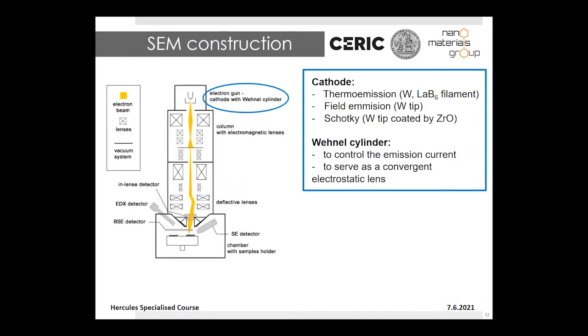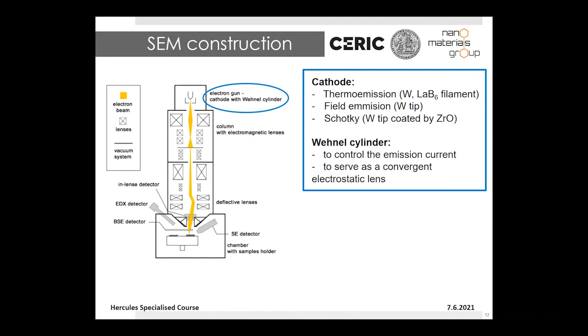So here about the second, scanning electron microscope construction. The main part is the electron gun. This electron gun is built from a cathode. We can have several types of it, by the principle of emission of electrons.